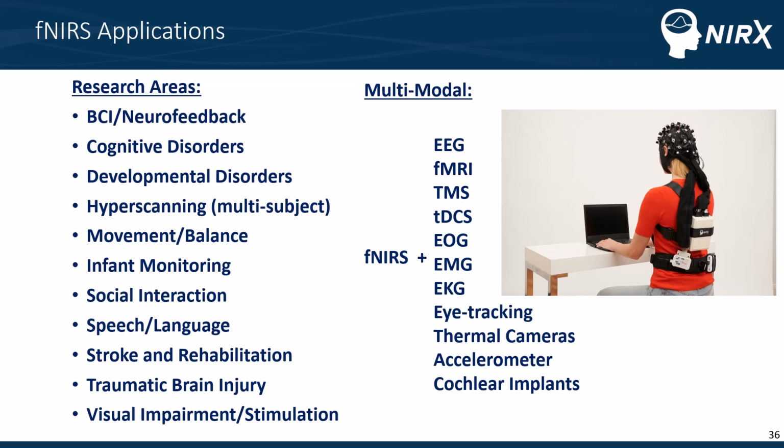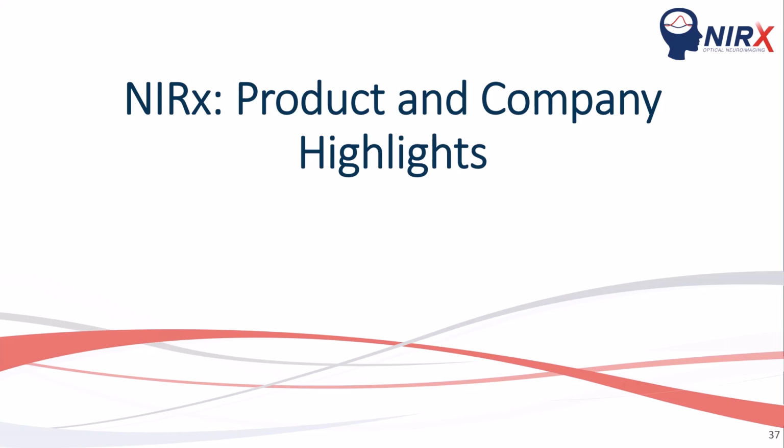fNIRS lends itself very well to multimodal imaging. That means imaging with multiple modalities. fNIRS has been combined with EEG, fMRI, TMS, eye tracking, accelerometers, cochlear implants, and so on. The nice thing about fNIRS is that the optical signal doesn't interfere with signals like fMRI and EEG. However, it's not to say that just any fNIRS system is going to combine nicely with any of these systems. Each modality is going to have its own considerations. And furthermore, some modalities from some vendors will combine better with our systems than others. So if you're interested in combining a certain modality with our systems, it's recommended to reach out to our support to get their take on recommendations of systems that partner well with ours.